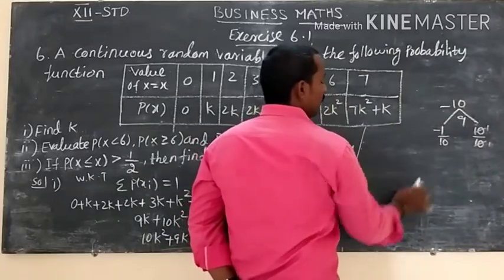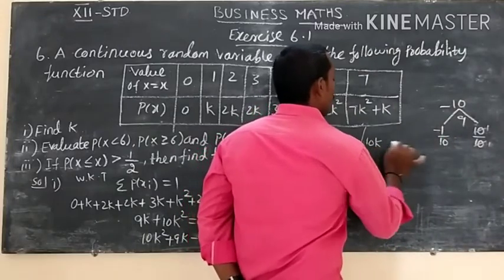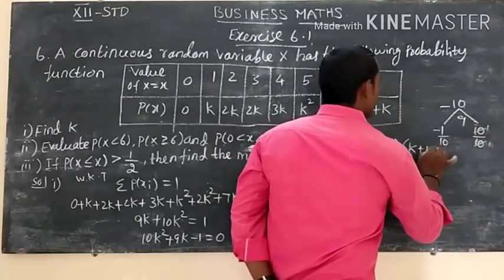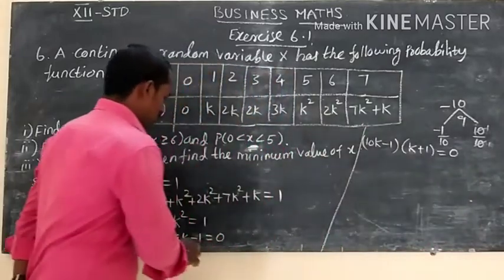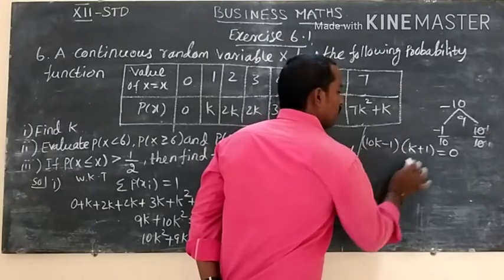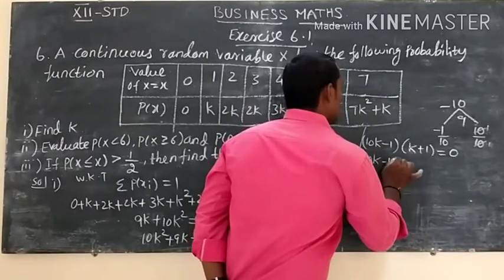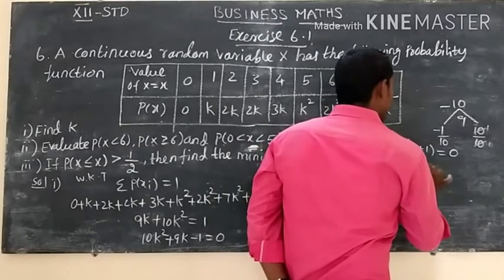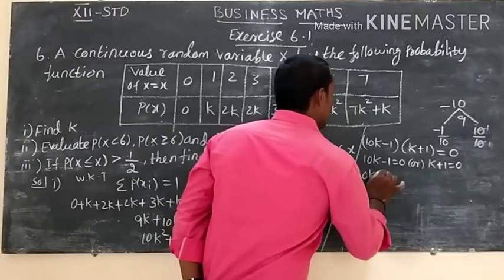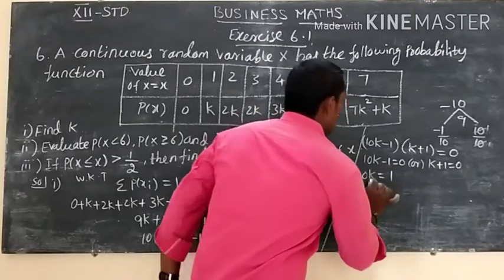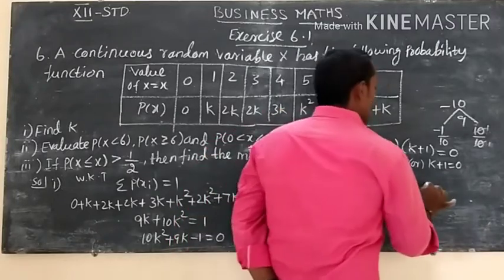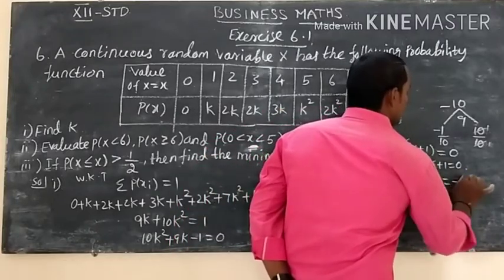The denominator goes with the k, so 10k minus 1 into k plus 1, which is equal to 0. So now factorize. Then each of the factors is equal to 0. So 10k minus 1 equal to 0 or k plus 1 equal to 0. Then 10k equal to, taking the transformation, 1, then k is equal to 1 by 10 or k is equal to, making the transformation, minus 1.